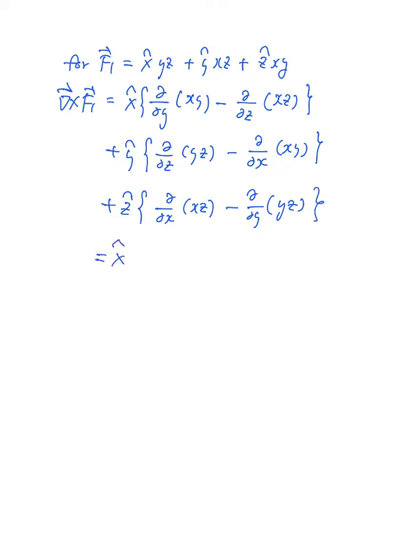So x, if you take the partial derivative of xy, what do you get? x, right? This x minus partial derivative of xz by z is x. Partial derivative of yz by z is y. Minus partial derivative of xy by x is y. Plus z, same way, z minus z. And very nicely, they cancel each other. And we have zero, right?